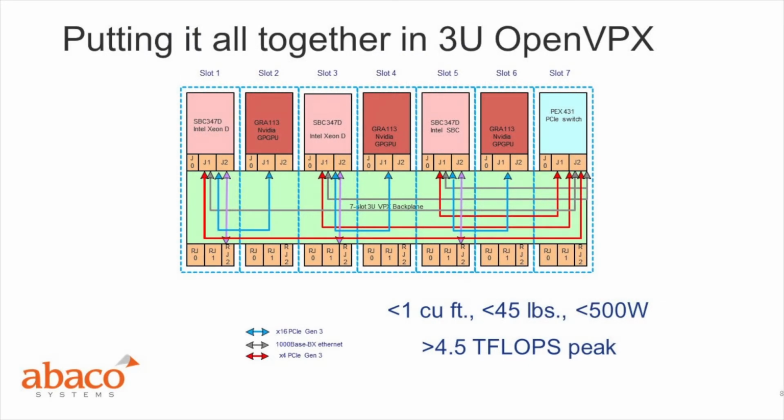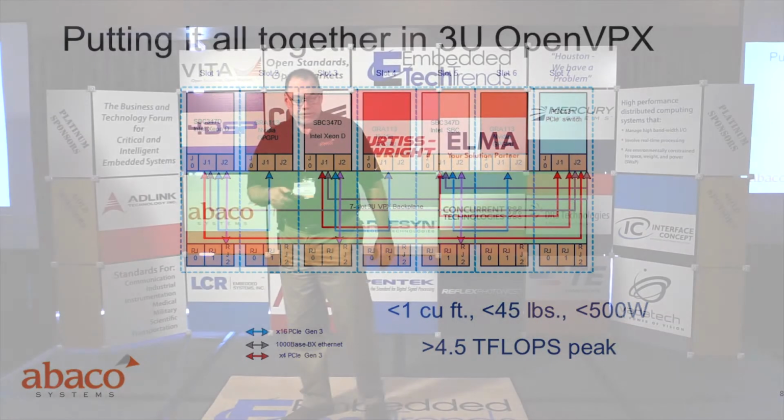So I put it all together, and maybe I do this now in 3U OpenVPX. And what I see, let's see, I guess there's a pointer, yeah. So I've got pairs here. I've got a processor maybe based on a Xeon D. I've got a GPGPU 3U card based on the Nvidia GPGPU. And as you can see, I've got 3 pairs of those. I've got a switch at the very end. And now you can see what I've got.